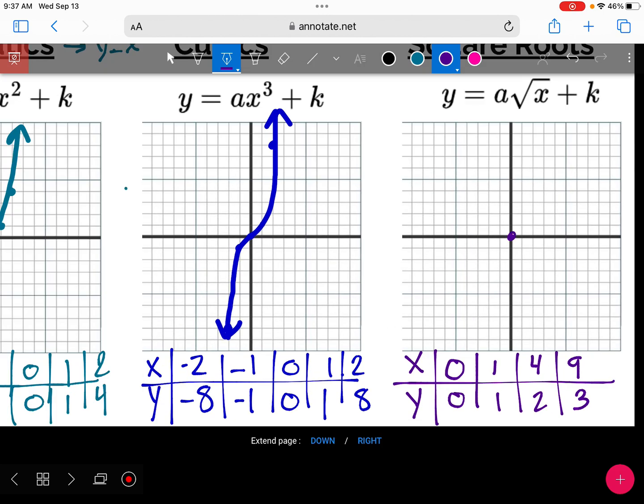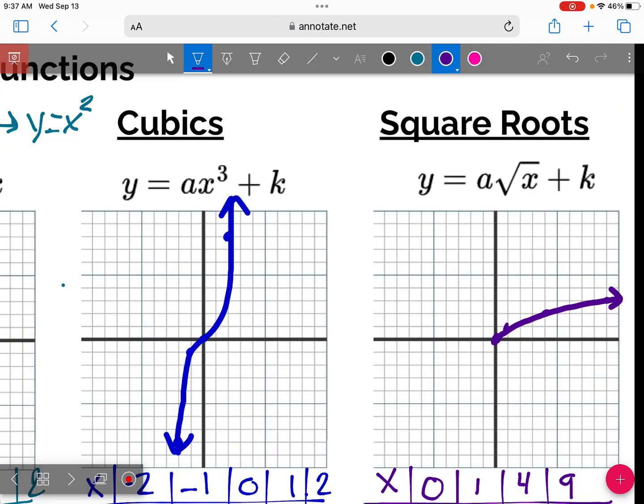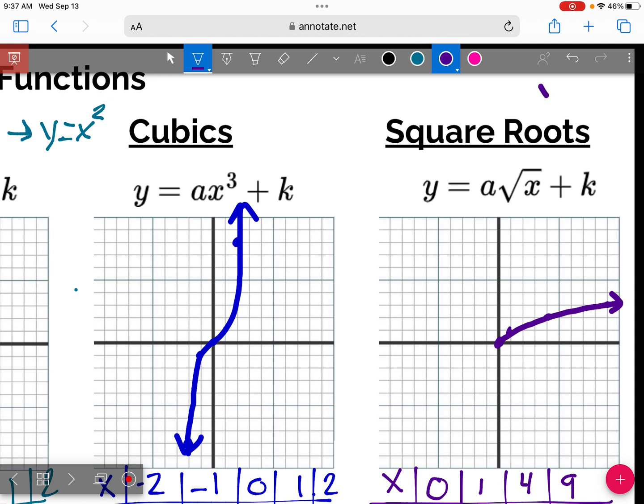Got it. So plot the points. It looks kind of like half a parabola turned on its side. More graphing? Yep. I think it's time to go though. No. We still got time. So these are our basic parent functions.